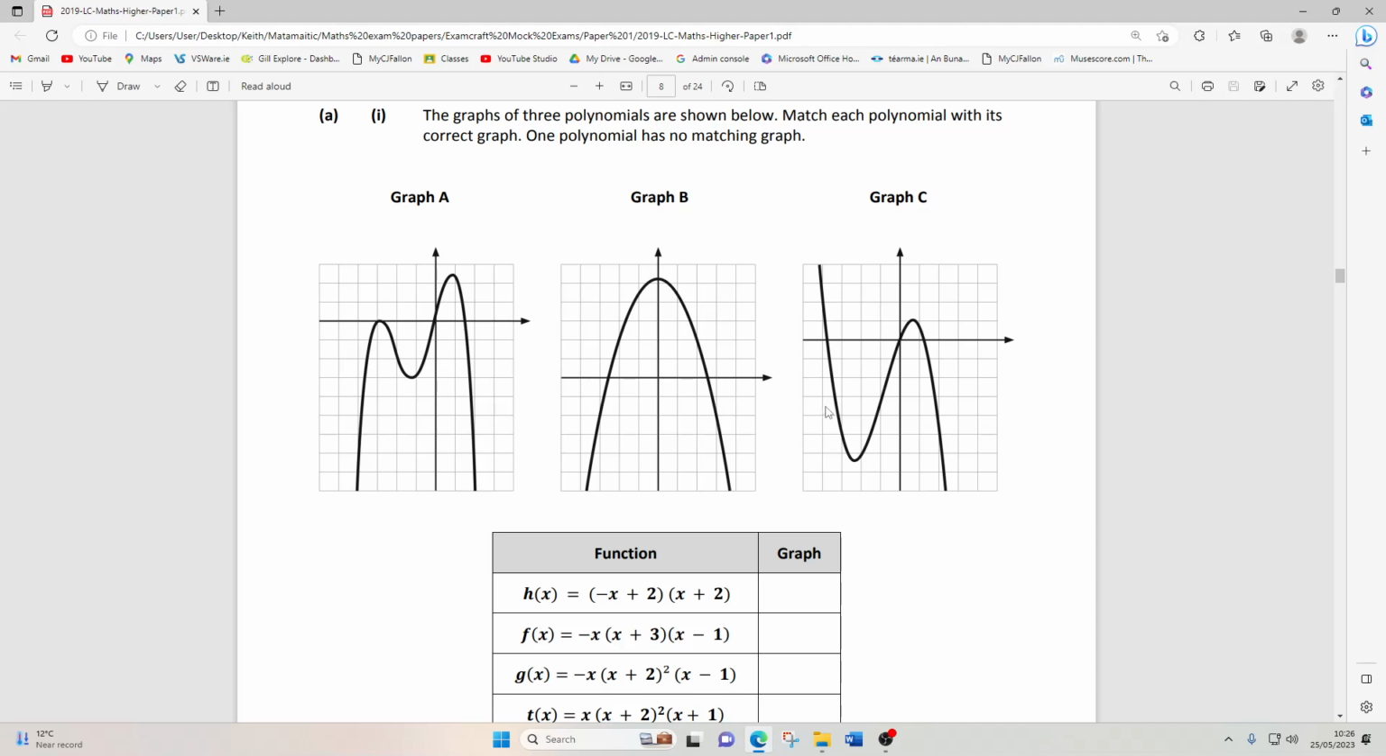The graphs of three polynomials are shown below. Match each polynomial with its correct graph. One polynomial has no matching graph. It's up to you to pick which is which. Now, give me one match. Right, so I'll explain.